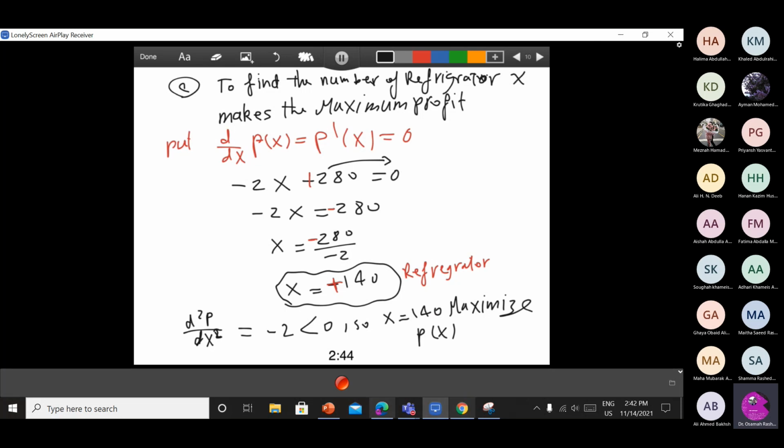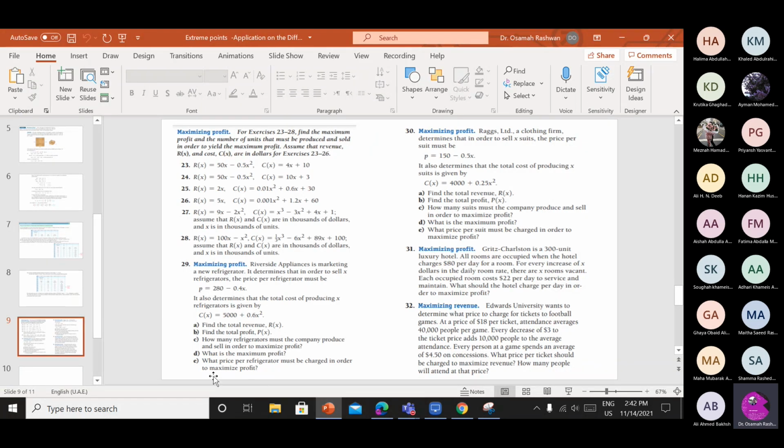What is the next question? D. What is the maximum profit? I know the number of refrigerators he's going to produce and sell is 140. He's looking for P of X at X equal to 140, right? So D, the profit at X equal to 140, I go to my profit and substitute X by 140.